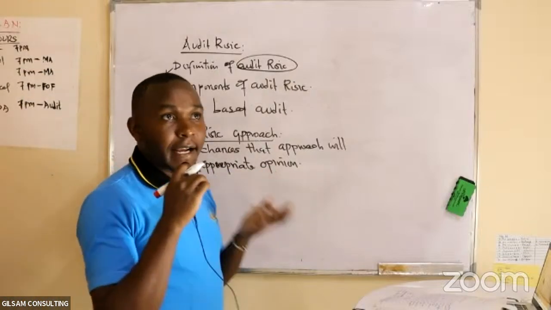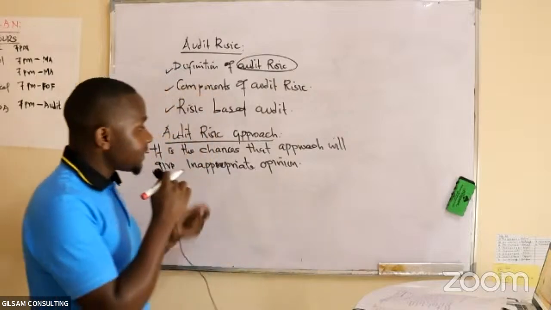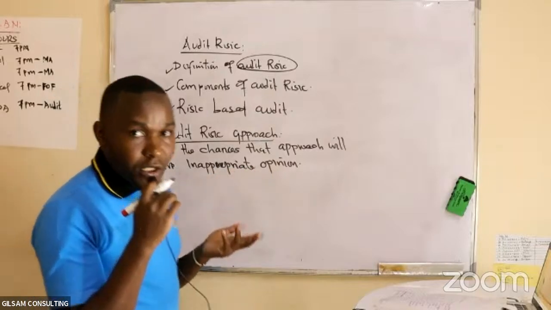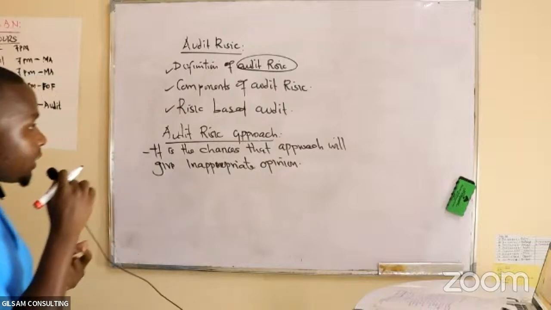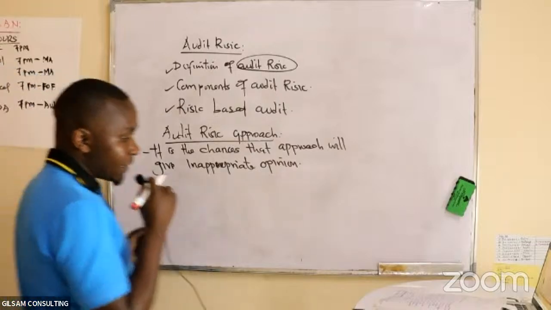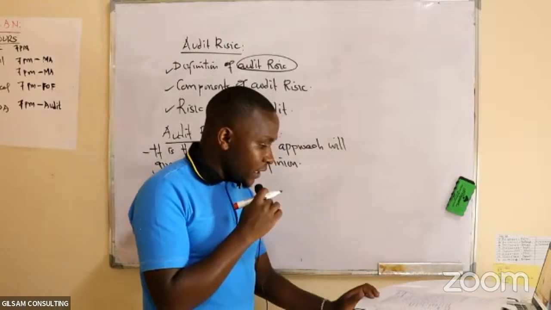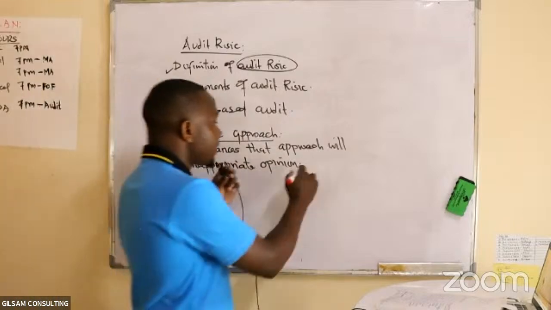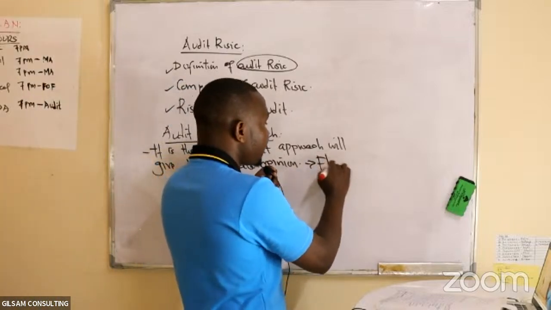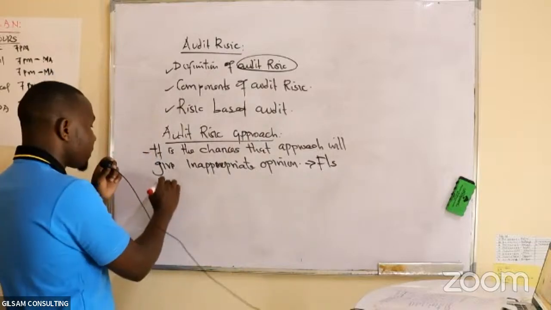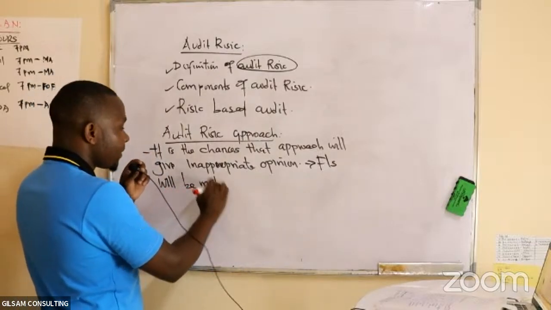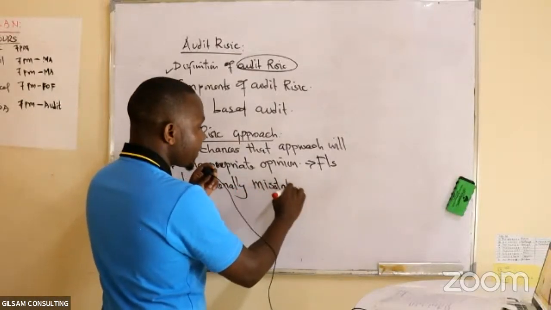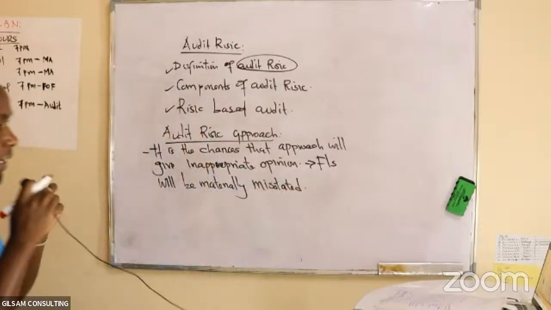So if you give a negative opinion, then you might chase away the investors, because the investors will say the future of this company is not likely to give us the maximum return. And when we say you give an inappropriate opinion, it means that the financial statements will be materially misstated.